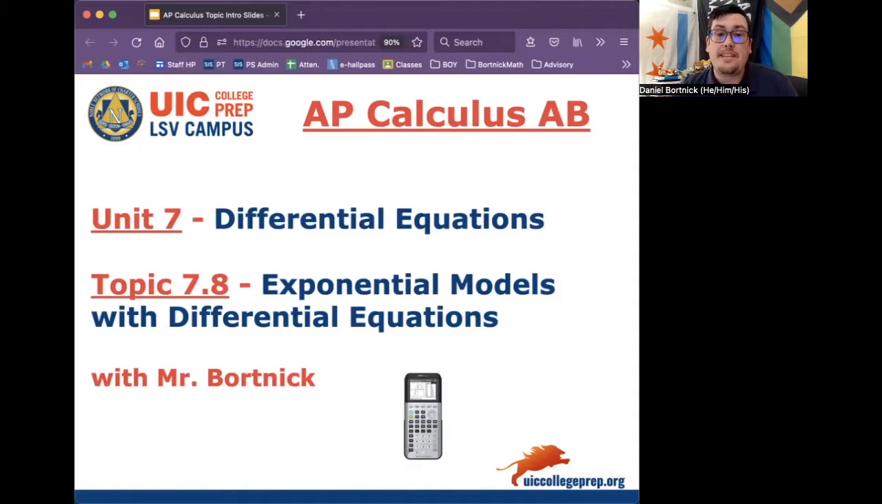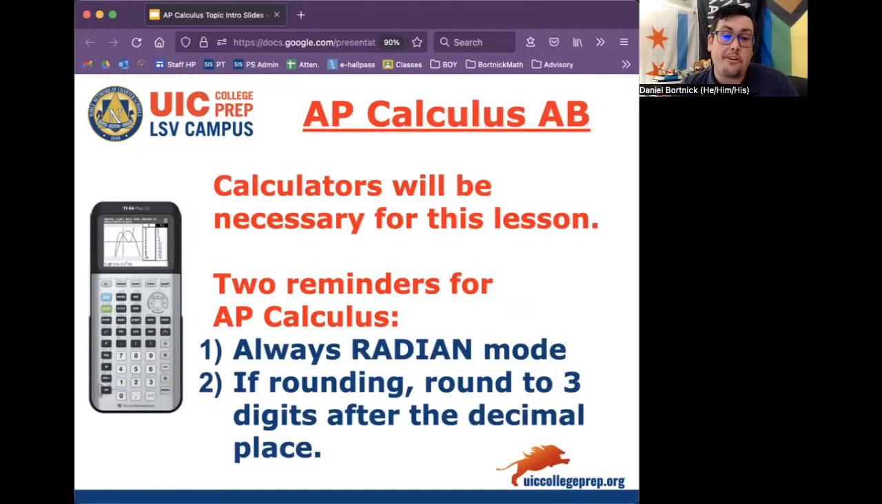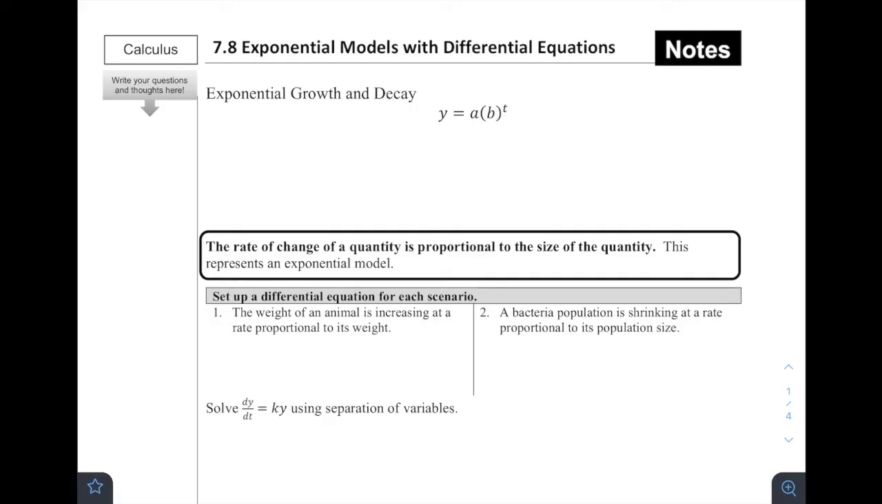We're in Unit 7, Differential Equations. Today we're doing topic 7.8, which is exponential models with differential equations. Today's lesson is a calculator lesson, so you may want to have a calculator for today's work. And a reminder for calculators in AP Calculus AB, you should always have them set in radian mode, and if you're rounding, round to 3 digits after the decimal place. Enjoy today's notes. All right, welcome to 7.8 Exponential Models with Differential Equations.